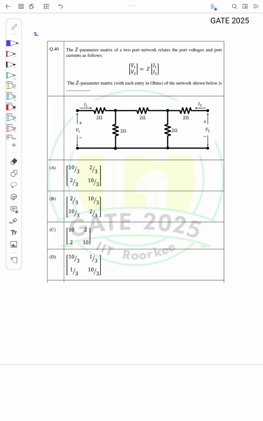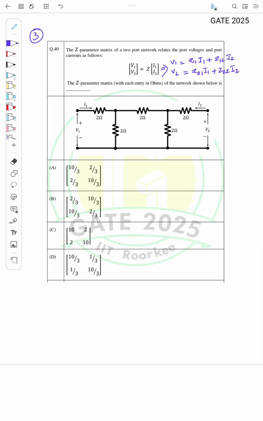Yeah, so this is a question from GATE 2025 and the question is: the Z parameter matrix of a two-port network relates the port voltages and port currents as follows: [V1 V2] equals Z into the matrix [I1 I2], right? So I can expand this as V1 equals Z11 I1 plus Z12 I2, and V2 equals Z21 I1 plus Z22 I2, right? So this can be expanded like this, okay?